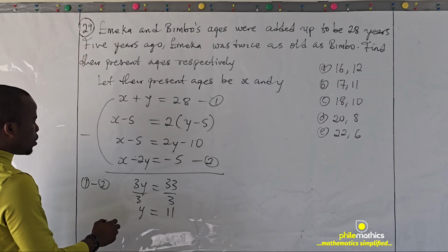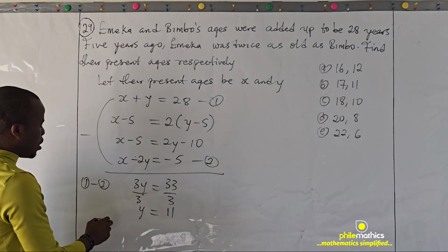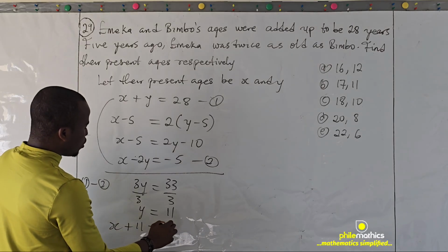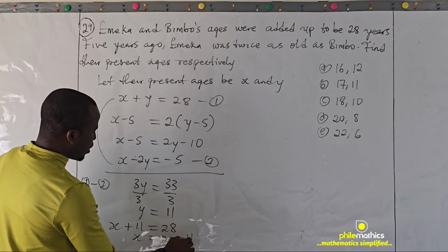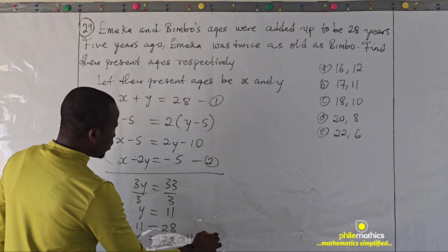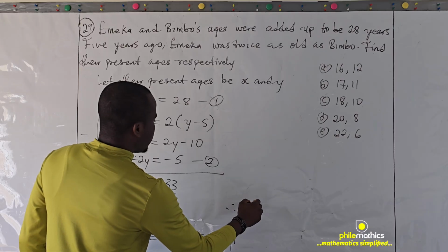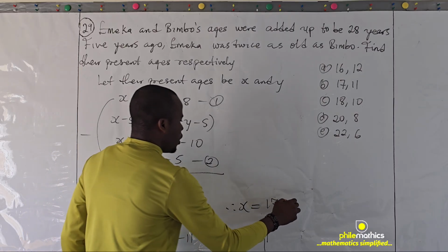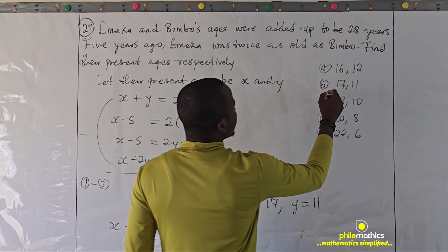And so to find what x is, I can substitute y equals 11 in equation 1. I have x plus 11 equals 28. And my x will be 28 minus 11, and this is 17. Therefore, Emeka's age is 17 and Bimbo's age is 11, which is B.